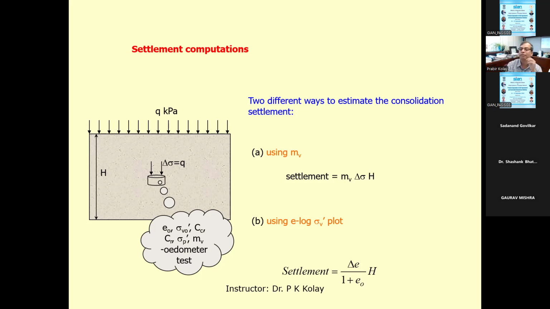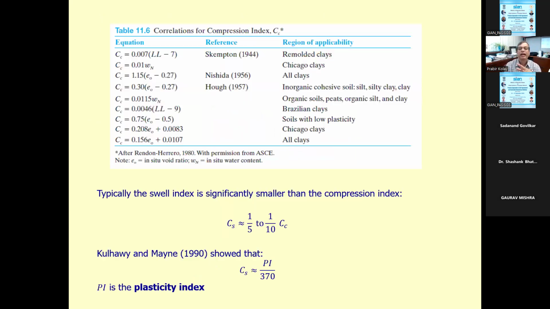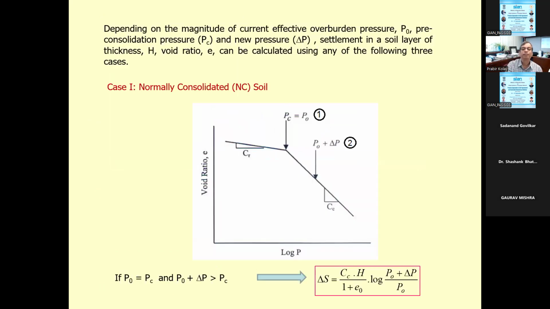There are 3 types of settlement. You can calculate the compression index from the slope of the virgin compression line. And there are some relations, as I mentioned, between the compression index and the recompression index or swelling index, which you can use when the data is not available.